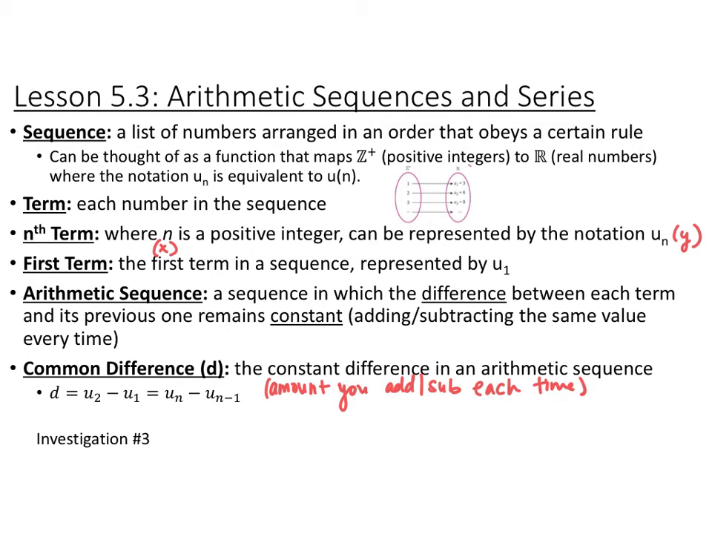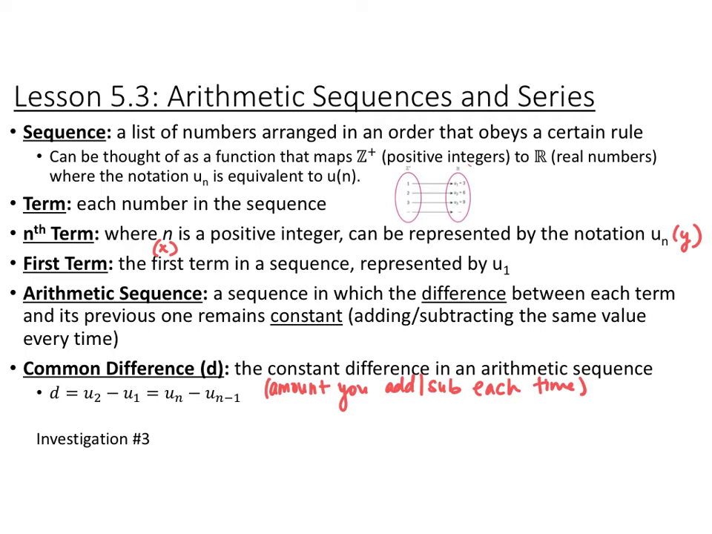A sequence is a list of numbers arranged in an order that obeys a certain rule. They can be thought of as a function that maps positive integers, so 1, 2, 3, 4, 5, and so forth, to real numbers, where we use the notation u sub n or a sub n or some letter sub n, which is equivalent to u of n, like function notation. So u is your y value, n is your x value.